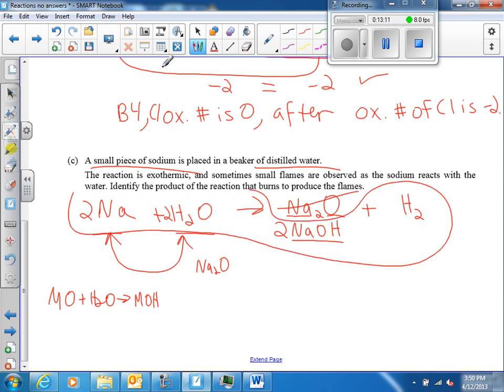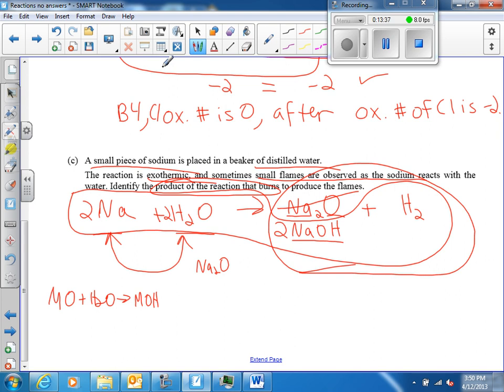Here's my balanced reaction. When this reaction occurs, it is very exothermic. Sometimes small flames are observed as the sodium reacts with the water. Which of the products of the reaction burn to produce the flames? Here they're also giving you a hint that something in these products will produce flames, and hopefully you know hydrogen. Hydrogen produces the flames. When hydrogen gets really hot, you will get flames. All right.